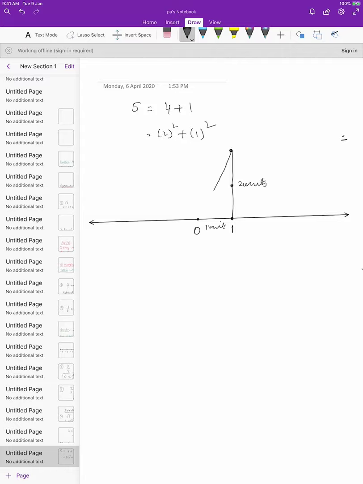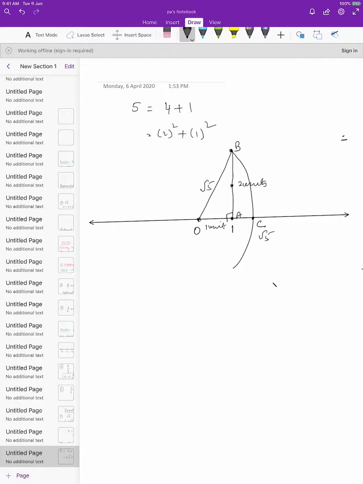And then I join these two. So this is OAB, right triangle. Now taking O as the center, OB as the radius, if you draw an arc, again you will come to know that OB and OC are equal and C represents root 5 on the number line.